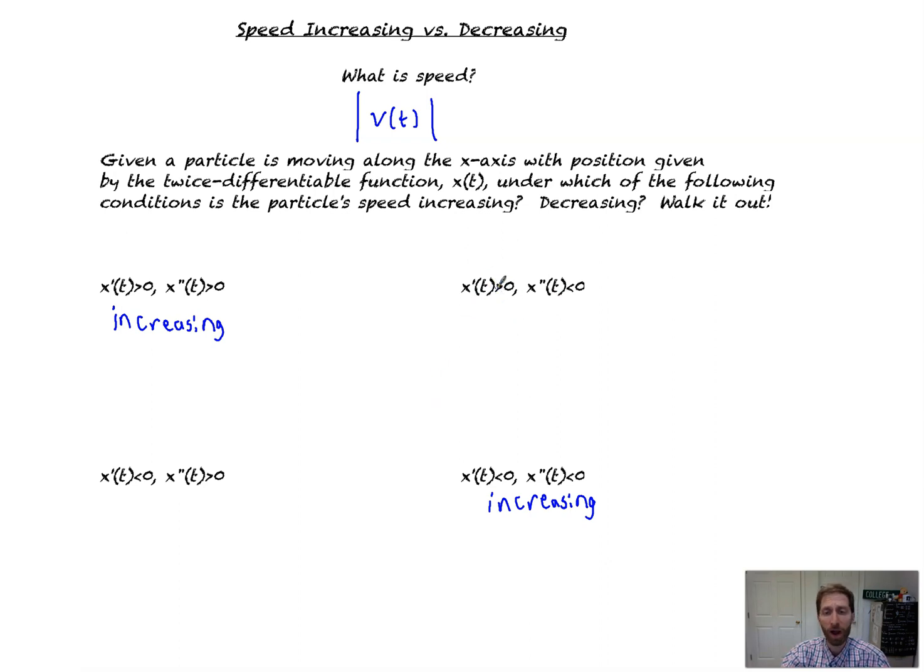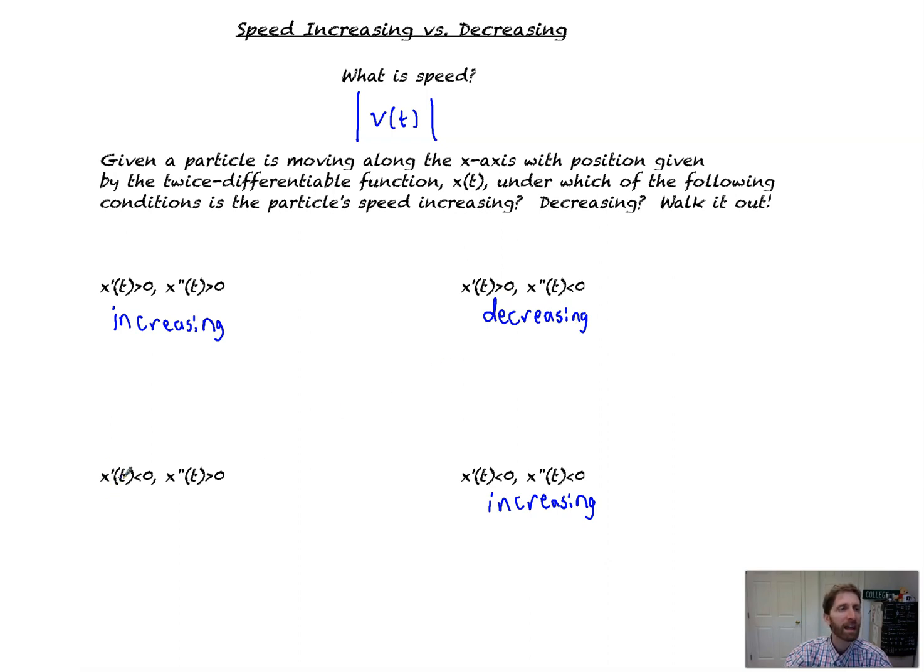Well, let's look at x prime being greater than 0 and x double prime less than 0. So if x prime is greater than 0, you're walking to the right. But if the acceleration, x double prime, is less than 0, you're being pushed that way. So it's like I'm going this way and being pushed that way, slowing down. So your speed is decreasing, or you're slowing down. It's interesting, right? I think it's very cool.